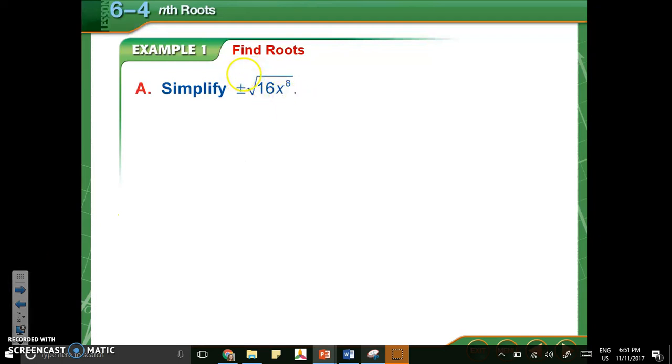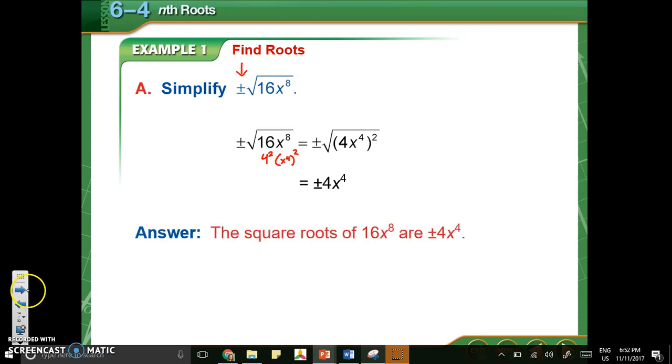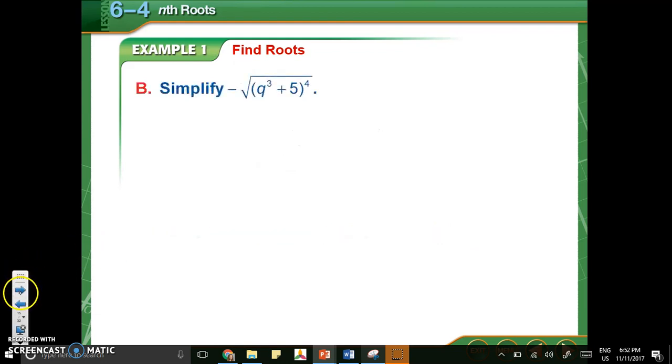So here, we're going to simplify plus or minus the square root of 16x to the 8th. This is like something we did in chapter 4. Notice the plus or minus means we want both the principal and the opposite of the principal root. So basically I have to think, okay, well I know that 16 is 4 squared, and x to the 8th is x to the 4th squared, which is what they're showing you here. So the square root is going to be plus or minus 4x to the 4th, just like we did in chapter 4. That would be my final answer. The principal root would be 4x to the 4th, and the opposite of the principal root would be negative 4x to the 4th.